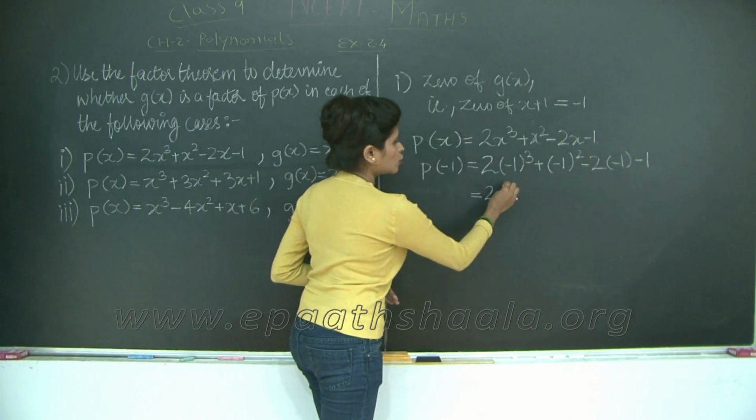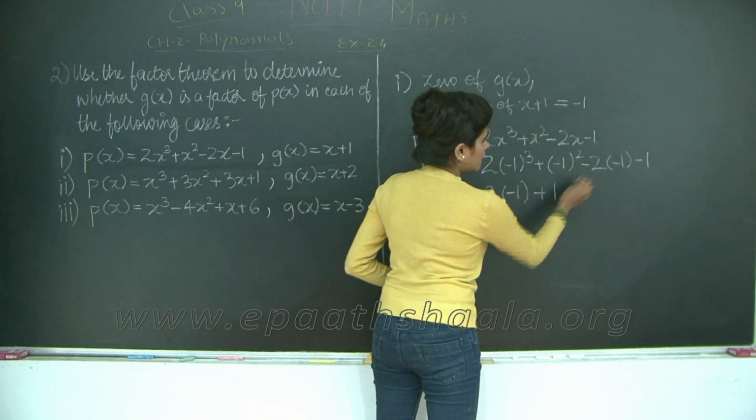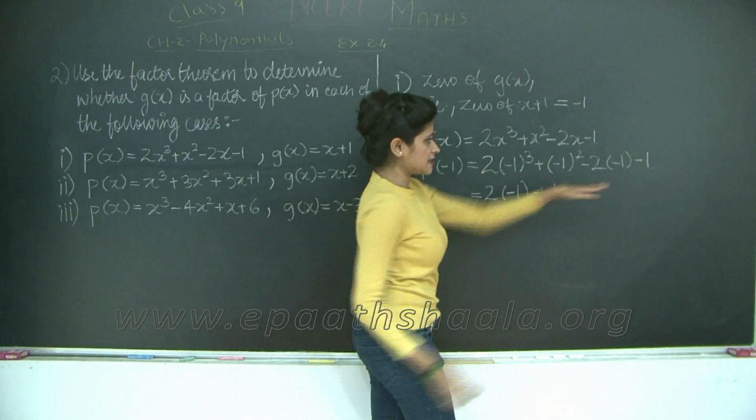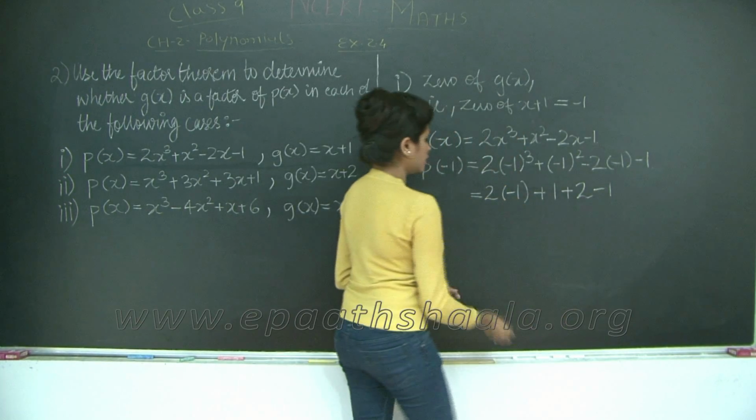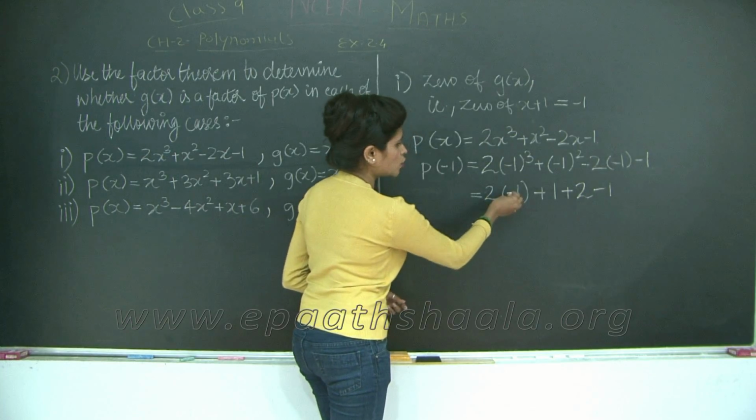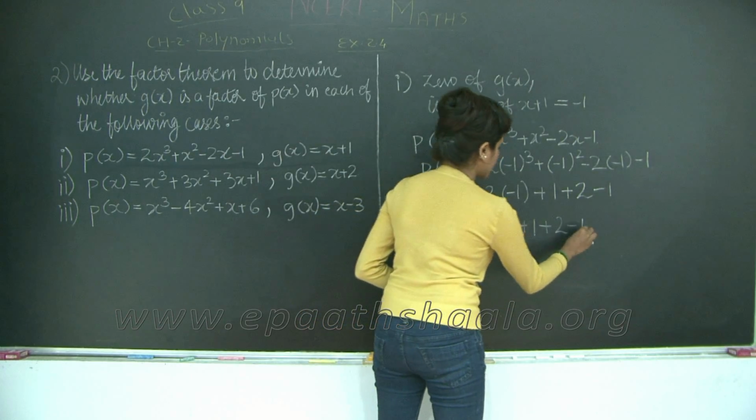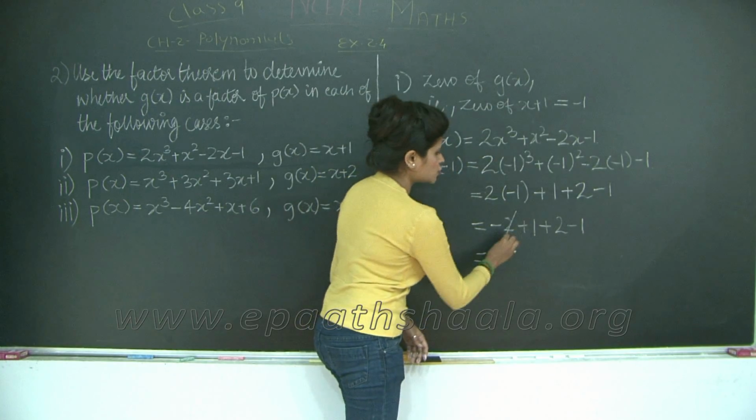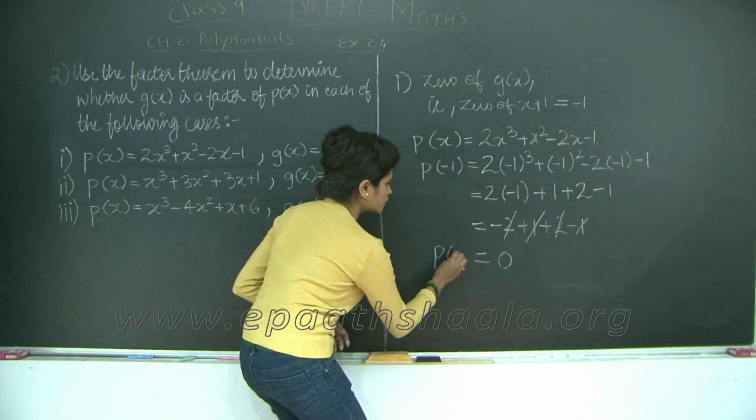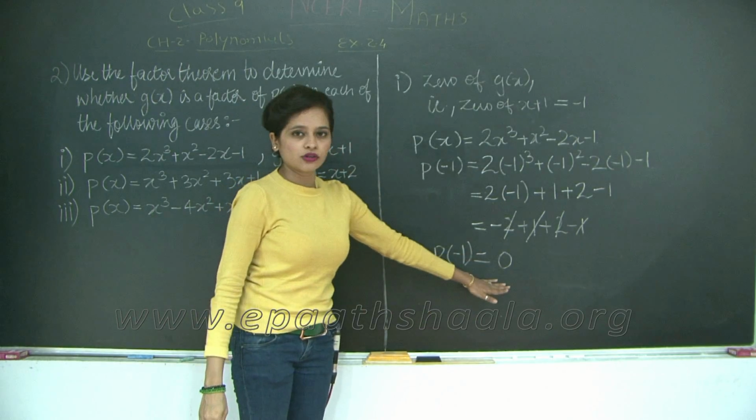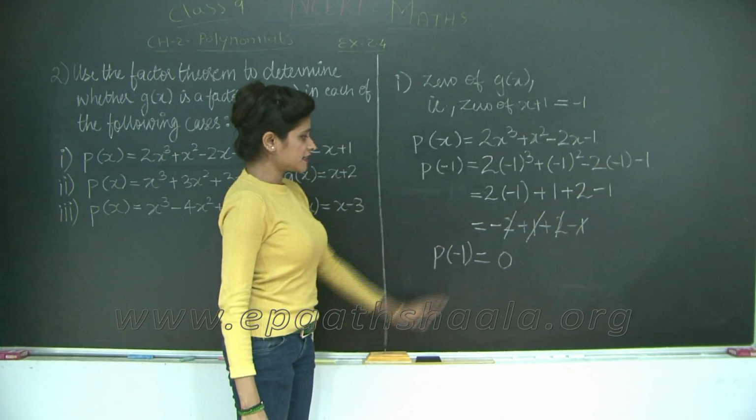2 into minus 1 cube will be minus 2, plus minus 1 square is 1, minus 2 into minus 1. So minus into minus gives me plus. So this will become 2 into minus 1, so minus 2, plus 1, plus 2, minus 1, which is equal to: minus 2 plus 2 cancel out, plus 1 minus 1 cancel out. This is equal to 0. Now since p of minus 1 is equal to 0, we can clearly say that g(x) is a factor of p(x) by the factor theorem. Take a look.